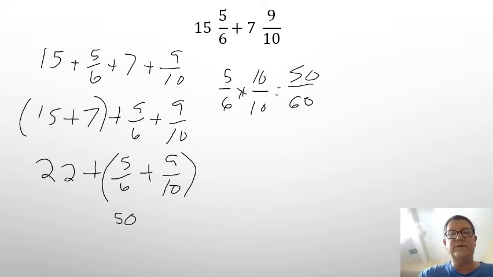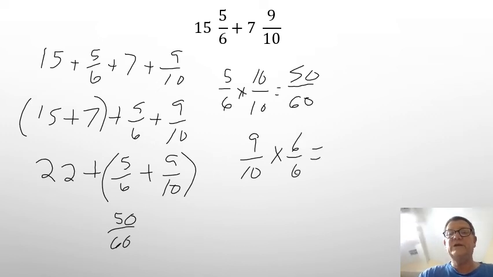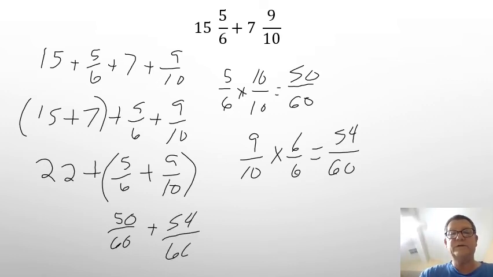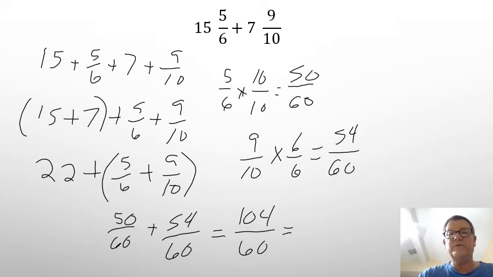So we know this would be 50/60. Now for my 9/10, I'd be combining that with my 6, so I know that's 6/6. That's going to give me 54/60. So that's plus 54/60. When we add these together, I'm going to get 104/60. Now I know I can convert that over to a mixed number because I can go 60/60 plus 44/60. And I know that's going to equal 1 and 44/60.